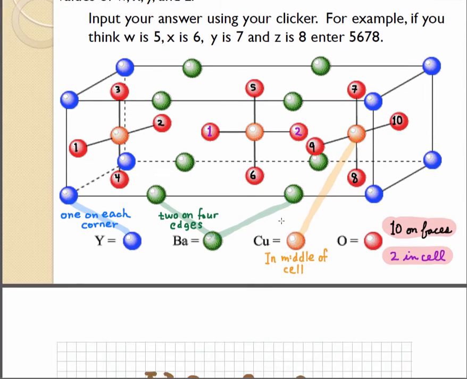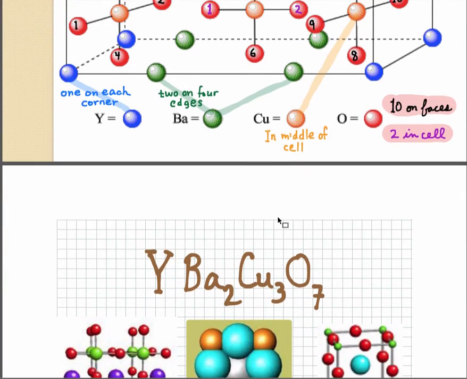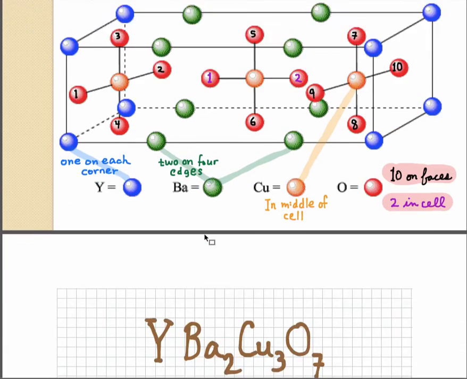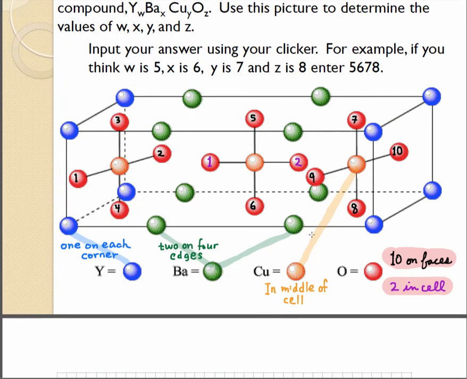Alright, the answer is, I count 1 yttrium total, 1/8 of each of these 8 for the box. 1/4 barium, 1/4 barium, 1/4 barium, 1/4 barium. That's 1 barium. Similarly up here, 2 bariums. Copper, if copper's totally in the middle of the cell, 1, 2, 3 coppers.